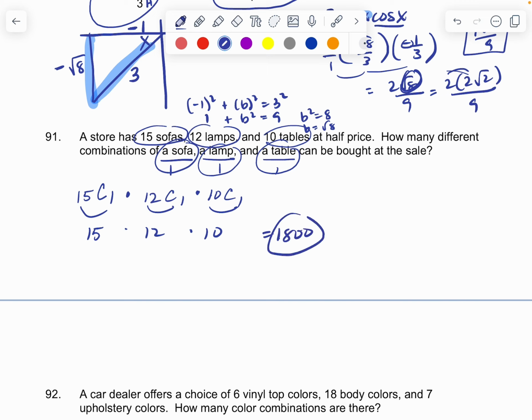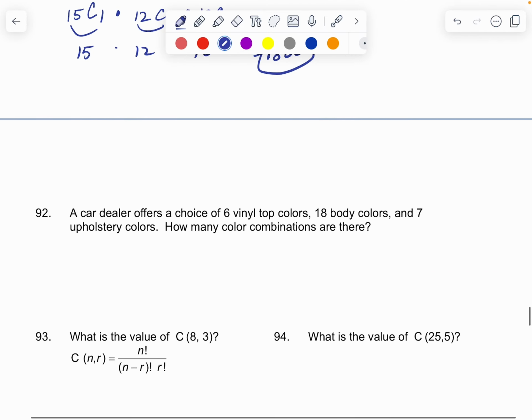All right, let's look at 92. A car dealer offers a choice of 6 vinyl top colors, 18 body colors, and 7 upholstery colors. How many color combinations are there? Okay, so look, when you're buying a car, you're only going to choose one vinyl top color, one body color, and one upholstery color.